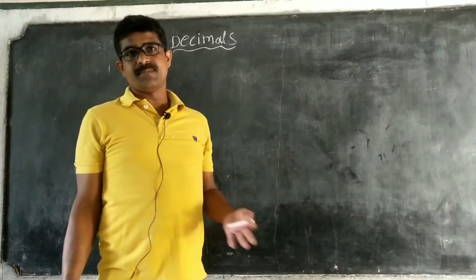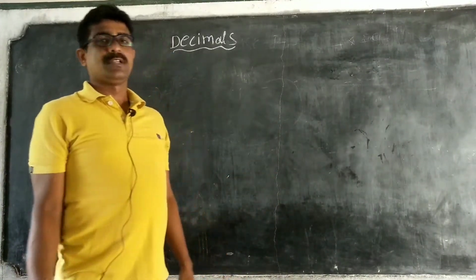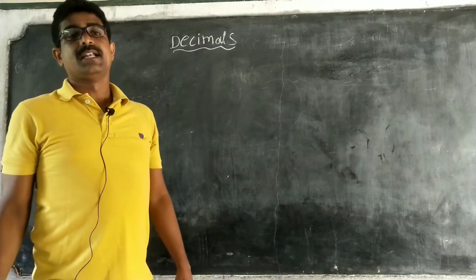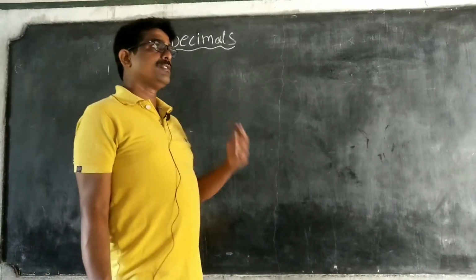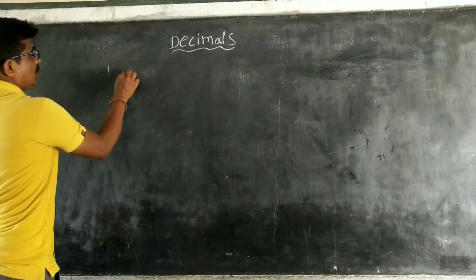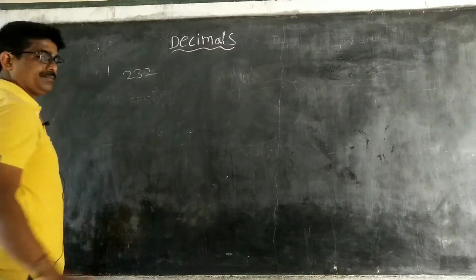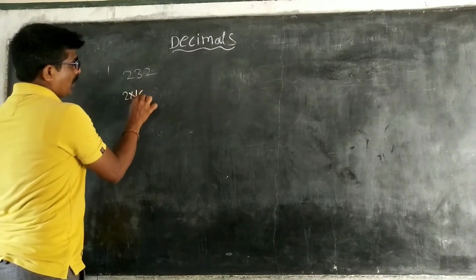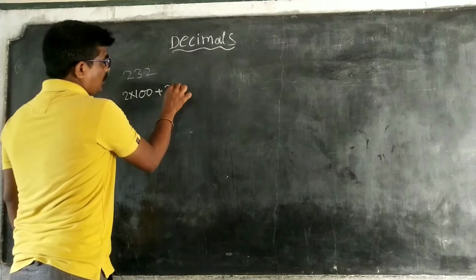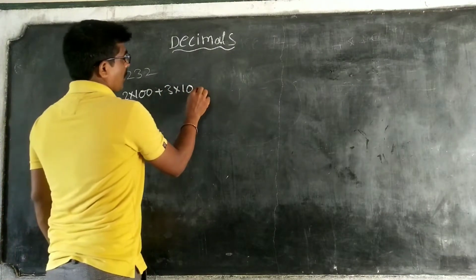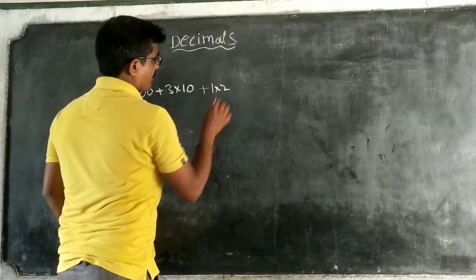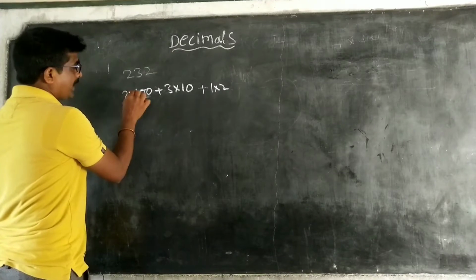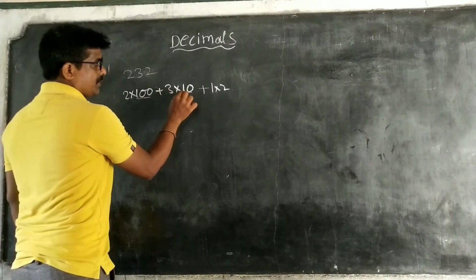So what is a decimal? How are we to solve additions of decimals, subtractions of decimals, multiplication of decimals, divisions of decimals? First you have to take one number, 232. If you write it in expanded form, that means 2 into 100 plus 3 into 10 plus 1 into 2.